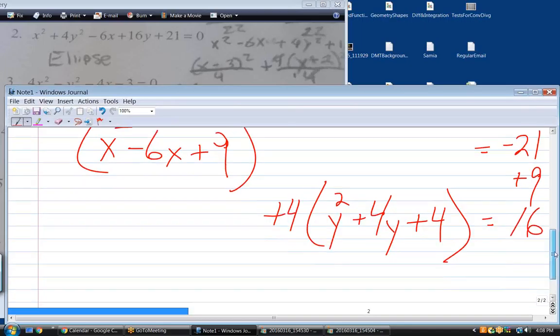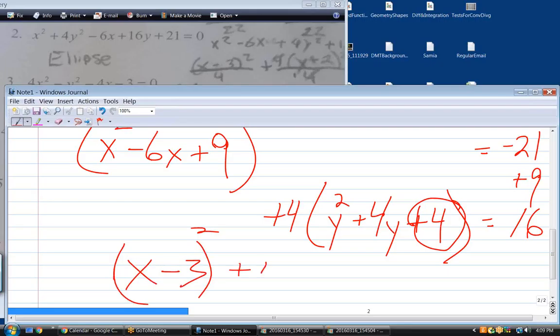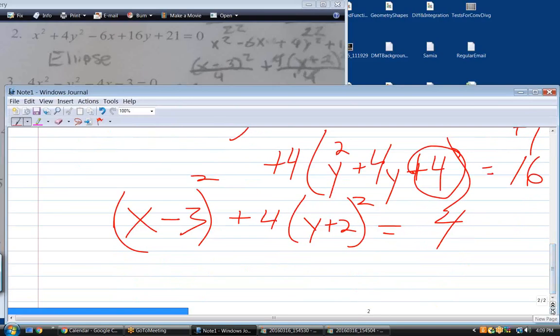Okay? That's the key. Whenever you've had to factor out, it's not this that you add to the equation, it's that times whatever you factored out. So now I have x minus 3 quantity squared plus 4 times y plus 2 quantity squared equals, what is this, 4? And the next step.